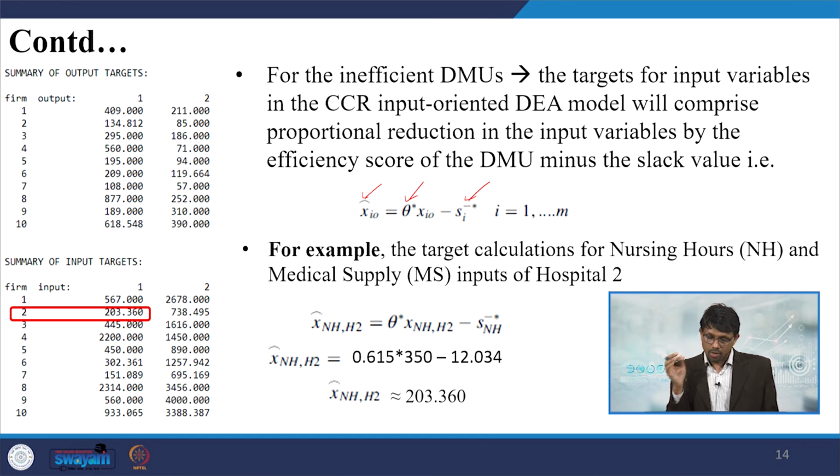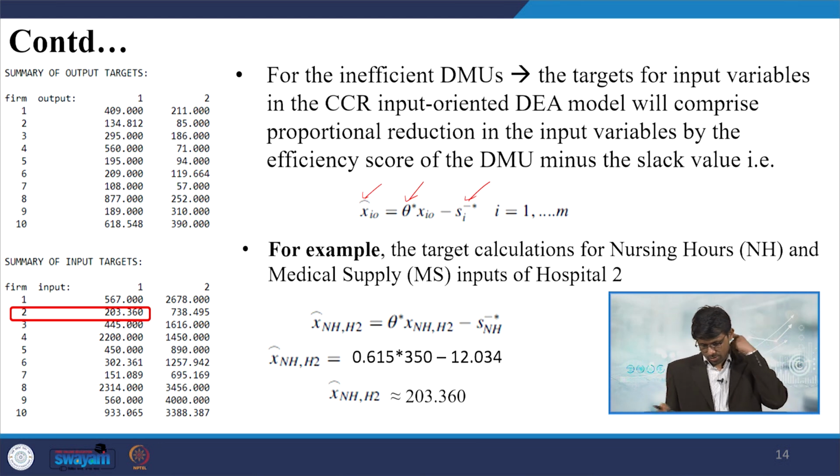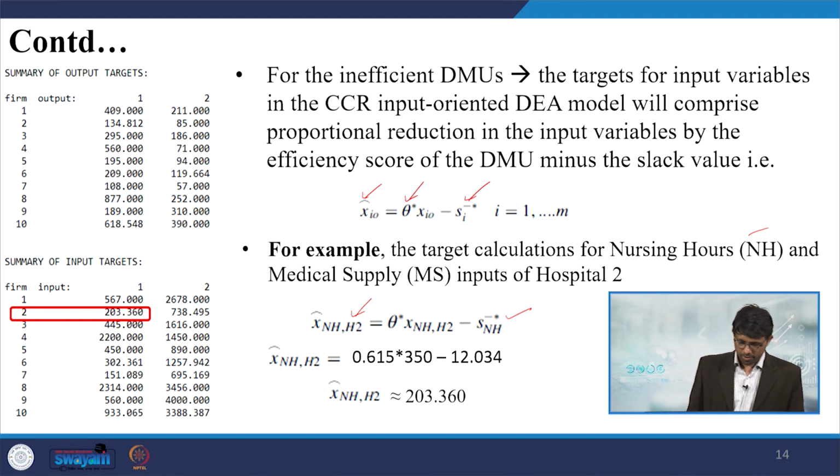So, in this case we are sticking to the result. In our case, nursing hours is one input, and medical supply is another input for hospital number 2. So, our target is what is mentioned here. Here our input is H2. NH is our nursing hours, and the slack is of those nursing hours, for the unit, that is DMU 2. If you remember, the efficiency score for DMU 2 is 0.615.